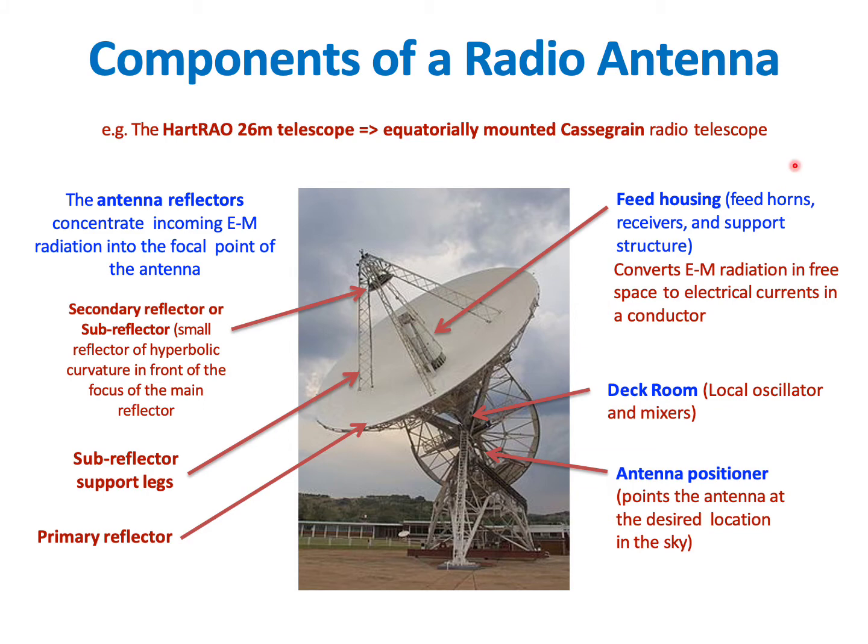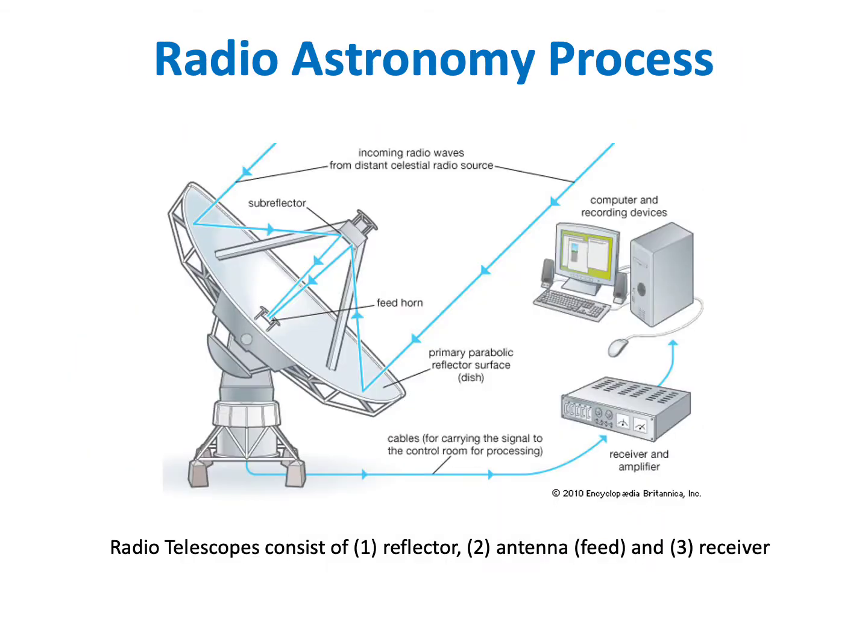So let's start with the components of a radio antenna. You'll have some support structure which you can use to move the telescope, the primary reflector, a subreflector which is supported above the main reflector, and a feed housing where you have your feed antenna which feeds the signals into your receiver. In general, radio waves are coming from space. They're reflecting off the main dish, hitting the subreflector, going into the feed horn, being received by a receiver somewhere, either on the telescope or in a building, and then you digitize them and look at them on a computer.